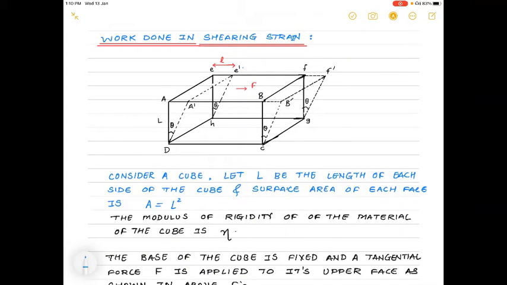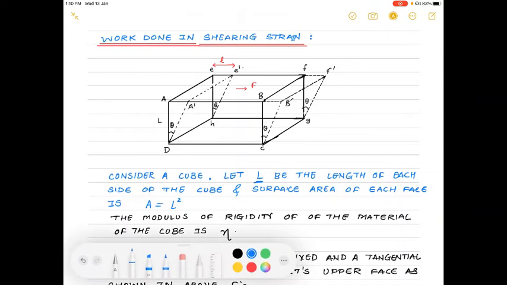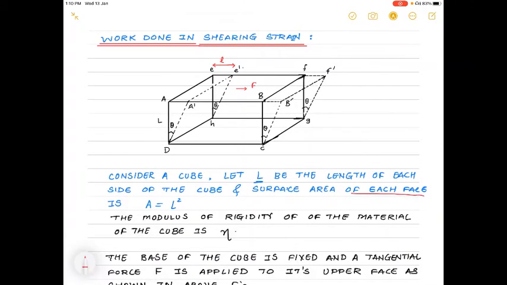Okay, now we will see a derivation for the work done in shearing strain. For that we have to consider a cube. Let L be the length of each side of the cube, and the surface area of each face is A equals L square. It is the same as the previous diagram. L is the length of each side of the cube.